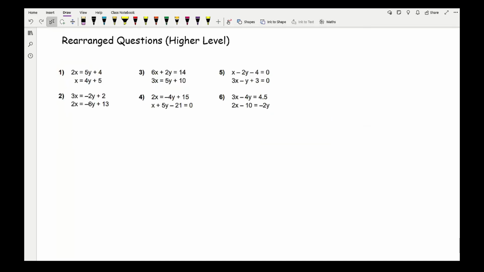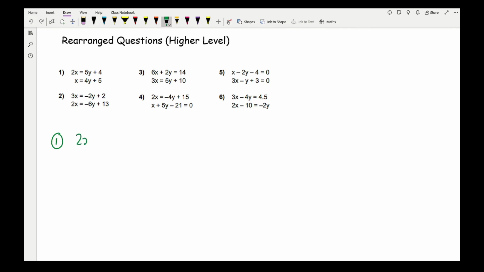Now moving to the extension questions. Now this is where you might have to do some rearranging. Generally speaking, what you want to try and do is make sure that the format of your first equation is exactly the same as the format in your second equation. So with question 1, I won't answer all these questions, but we'll try and get it in a position where it's very similar to the examples that we have done.